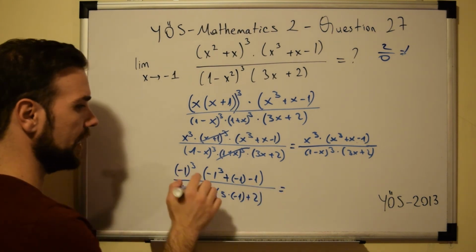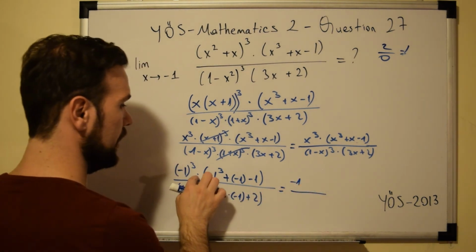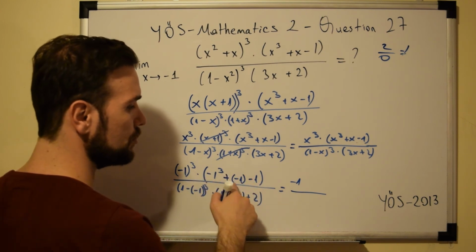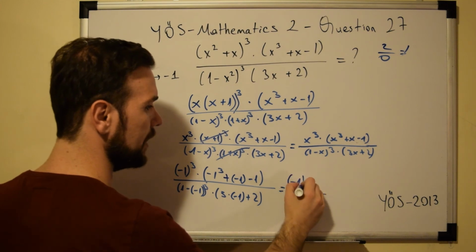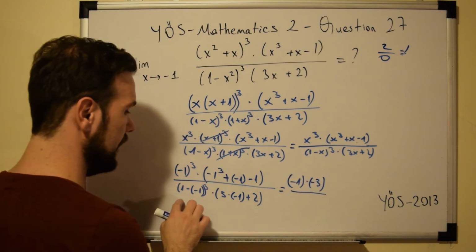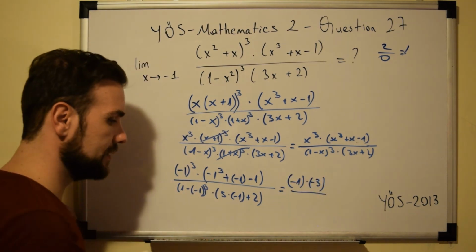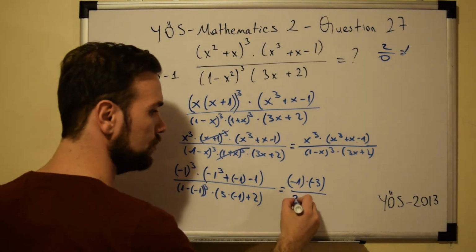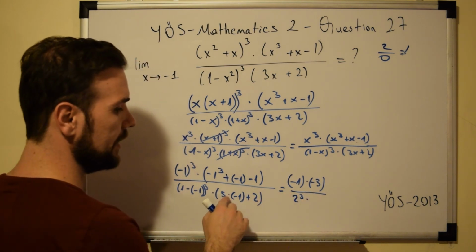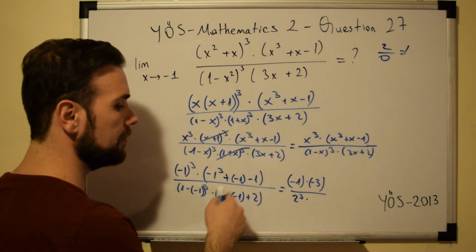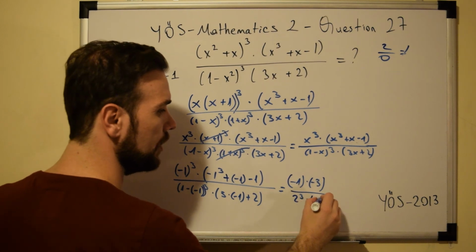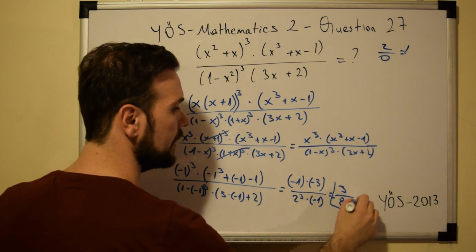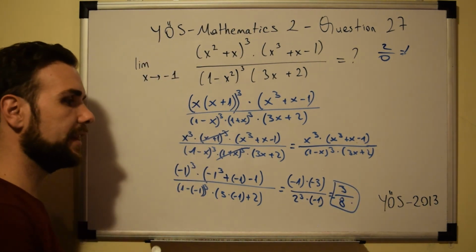Now what do we have here? We have minus 1 times minus 1 is minus 2, minus 1 is minus 3, so we have minus 1 times minus 3, and here we have 1 minus 1, it's a positive 1, so 1 plus 1 is 2, so we have 2 to the power of 3 times 3 times minus 1 is minus 3 plus 2, it's minus 1. So here we have 3 over minus 8. And this is the final answer for this question.